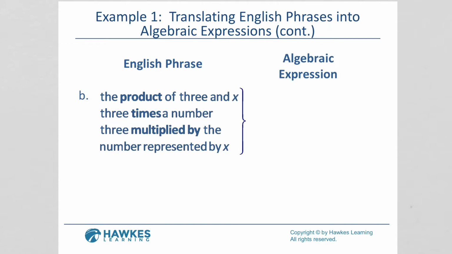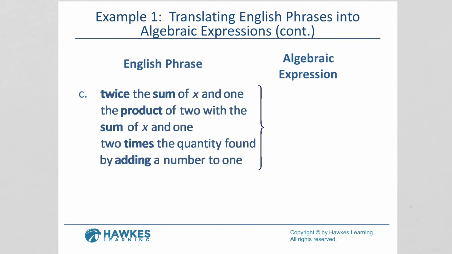Example 1b, English phrase. The product of 3 and x, 3 times a number, 3 multiplied by the number represented by x. All of these English phrases have the same algebraic expression: 3x.